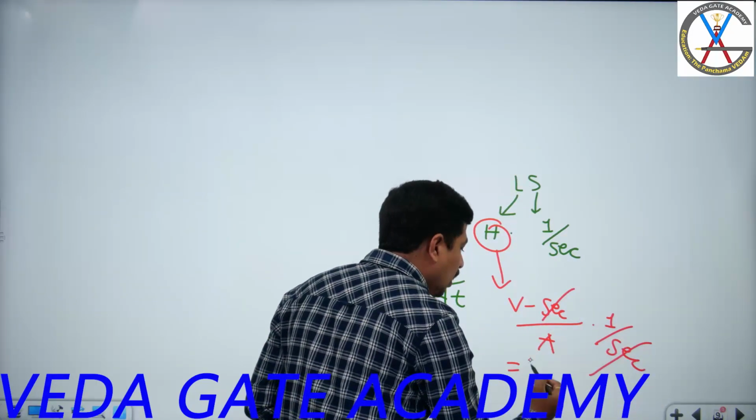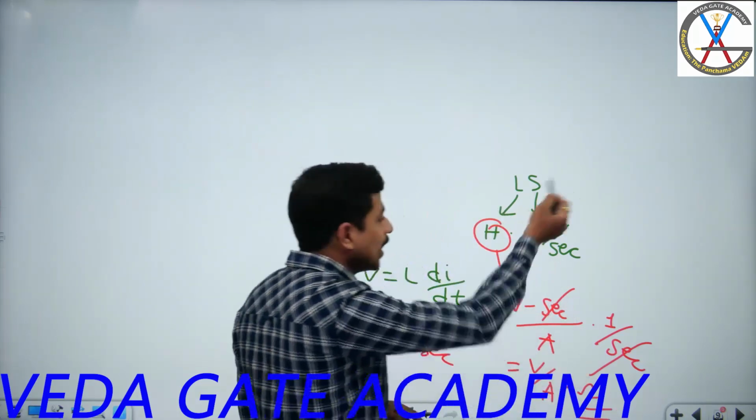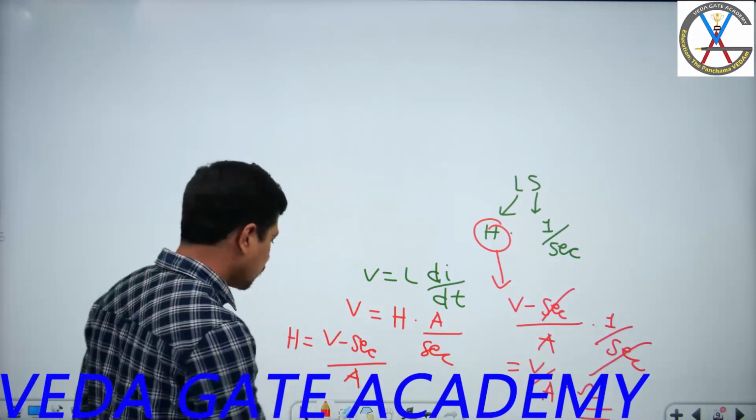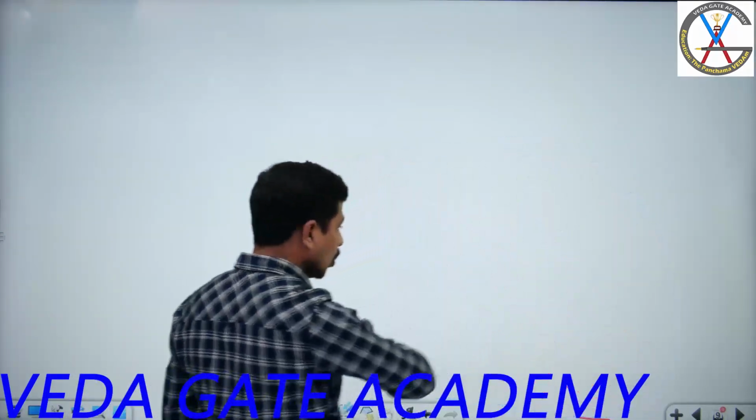Second is gone. What are you left with? Volt by amperes. Volt by amperes means what? Ohms. LS units are ohms. This is the way to prove this. Please do understand this. This is how we have to prove it.